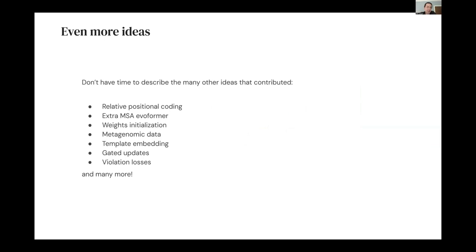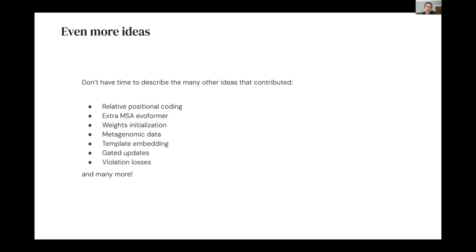There are even more ideas, and I really don't have time, and I'm probably over time, to describe all the other ideas. Early in AlphaFold, for example, any structure longer than we had at training would immediately collapse. And then we figured out how to do this relative positional encoding. We figured out how to put in extra sequences. How you initialize really matters. Metagenomic data, including BFD from Martin, right? How you do templates, gated updates? How do you solve violations with violation losses primarily and gradient descent? And there are many, many more.